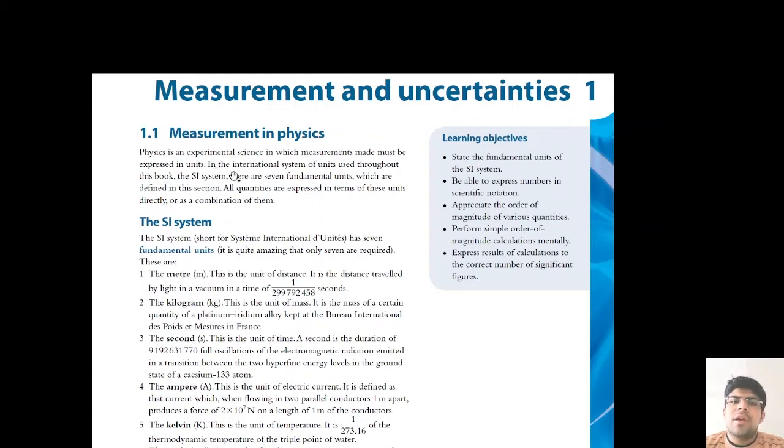In the international system of units used throughout this book, the SI system, there are 7 fundamental units which we are going to read now, which are defined in this section. All quantities are expressed in terms of these units directly or as a combination of them. The SI system has 7 fundamental units, and it is quite amazing that only 7 are required.